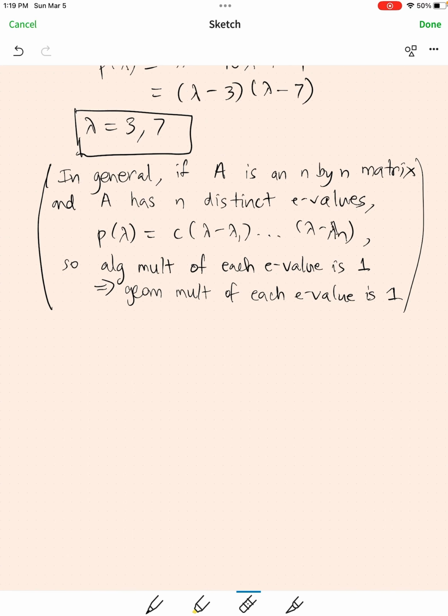Okay, anyway, going back to the example, part B. So find P and D so that A is P D P inverse.